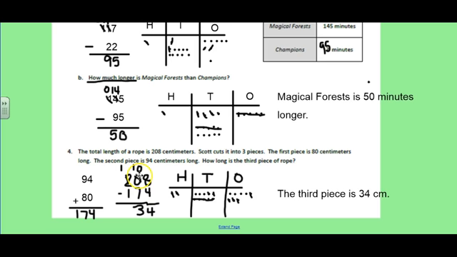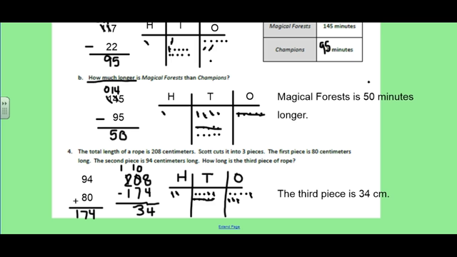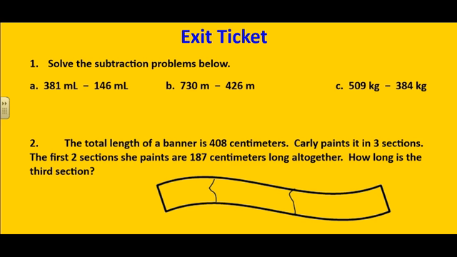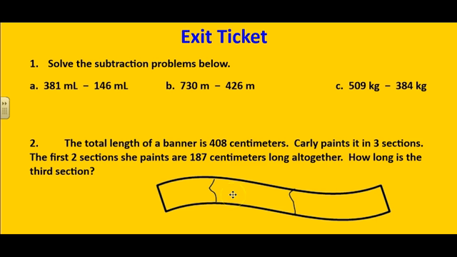Okay, so when you subtracted 208 minus 174, you got 34, so your sentence should have said that the third piece is 34 centimeters. Okay, now you're ready for the exit ticket. On these three, I do want you to write them up and down like we've been doing and use the place value chart. And then this problem right here is exactly the one that we just did on the bottom of the problem set. It's exactly the same, it's just you're using different numbers and they're making a banner instead of, what did we just have? A piece of rope. So if you need help with this one, go to the one that we just now did on the last of the problem set.